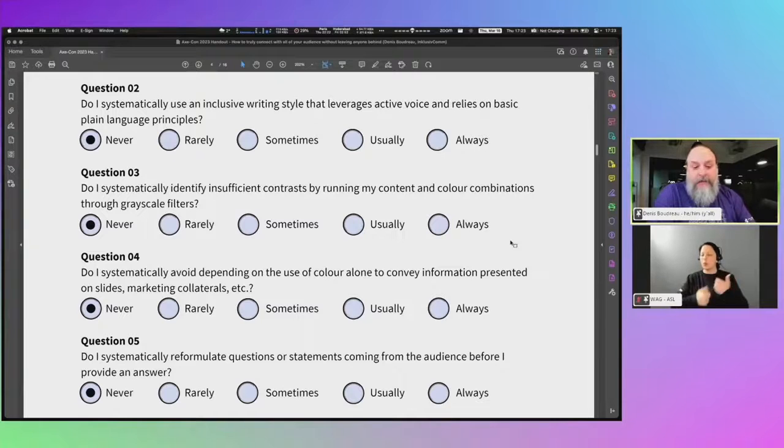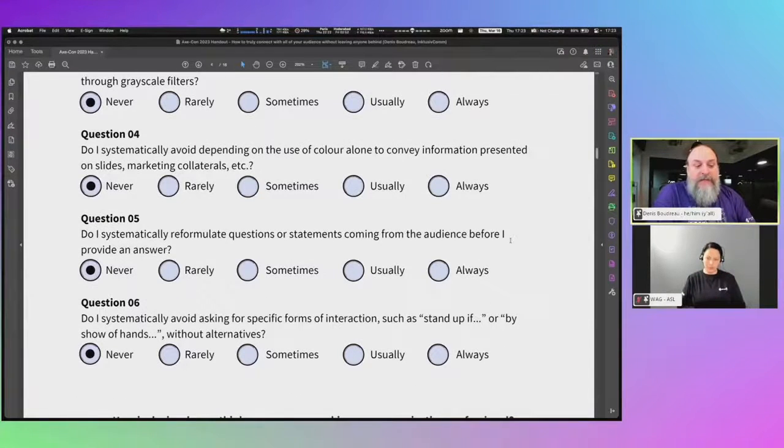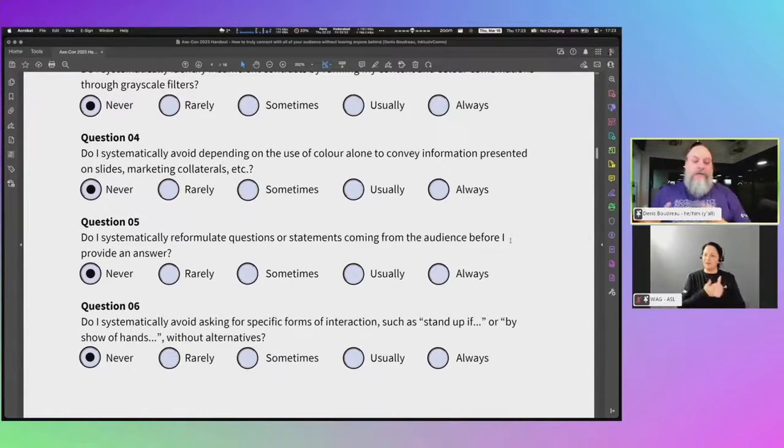And then finally, do I systematically avoid asking for specific forms of interaction, such as stand up if, whatever, or by show of hands, without offering alternatives, making some people feel singled out because they might not be able to stand up, or they might not be able to raise their hands high enough to be seen, or simply move their upper limbs, for instance. So would you never do that, or do it rarely, sometimes, usually, or always?